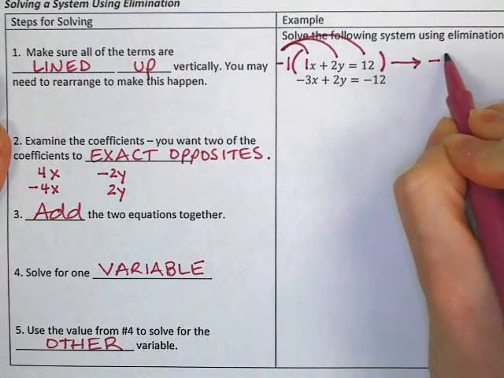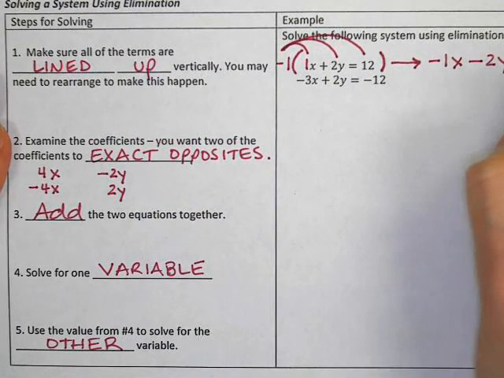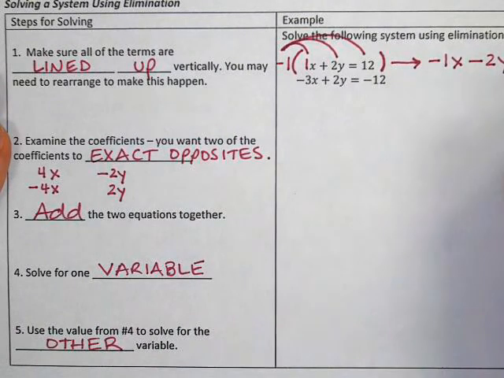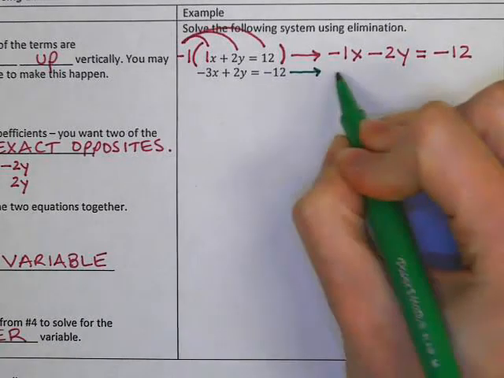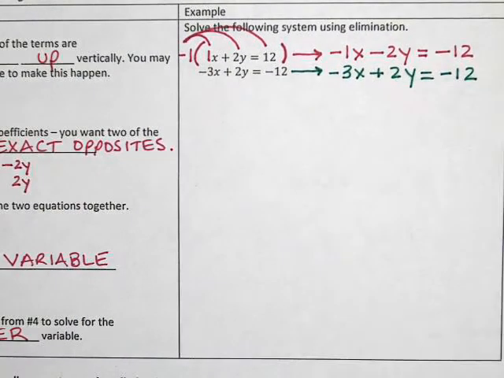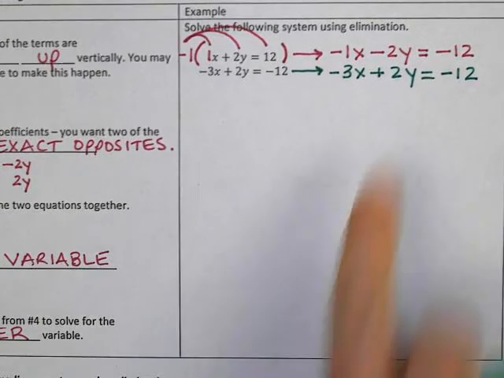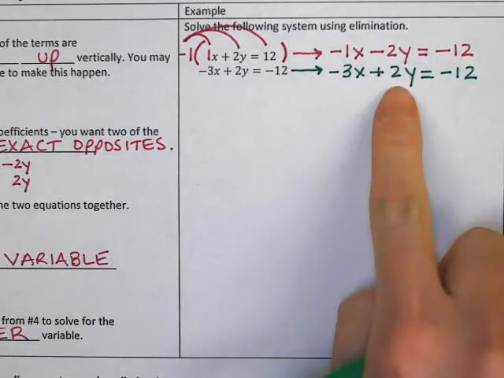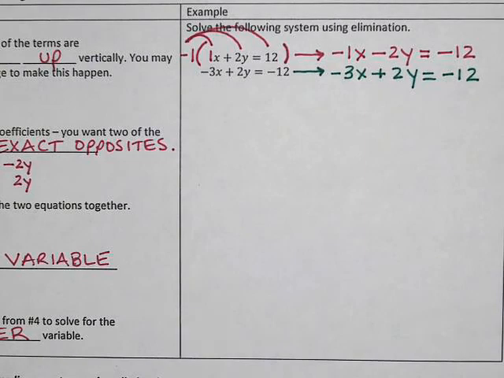Okay, so now it's negative 1x, negative 2y equals negative 12. Let me move this over. And then I'm going to say that we do not need to change the second one, so I'm just going to recopy it. It's negative 3x plus 2y equals negative 12. Nothing changed. Now do you guys see opposites? See how now we have a negative 2 and a positive 2? Now we're ready to add the equations going down.